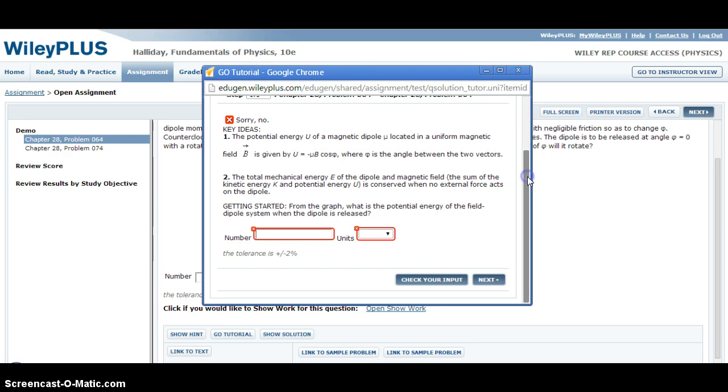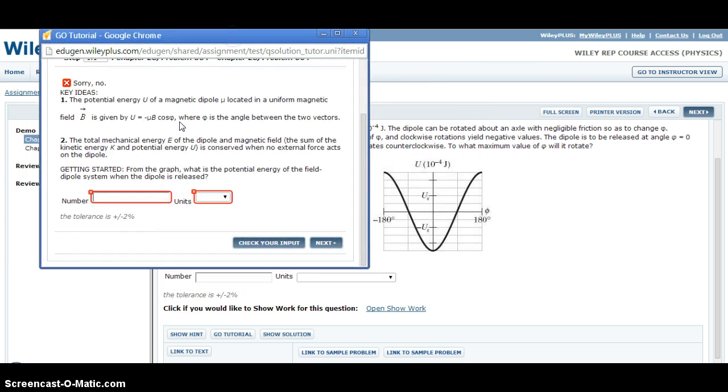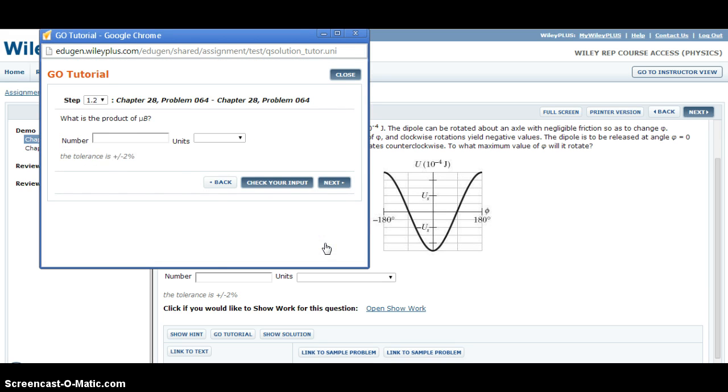So the second key idea is right here, and it tells you, getting started from the graph, what is the potential energy of the field-dipole system when the dipole is released. Again, I didn't know the answer, but it allows me to check my input if I did have an answer. And then if I click next, it gives you the second step that you should follow. Find the product of the coefficient times p. So again, put your input in.